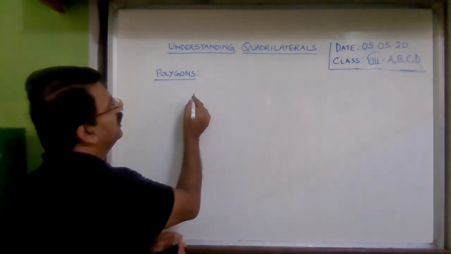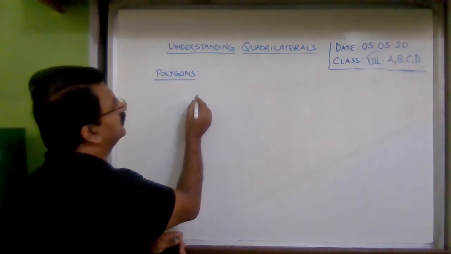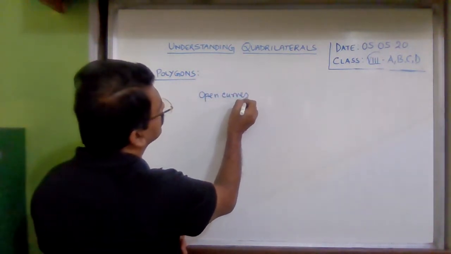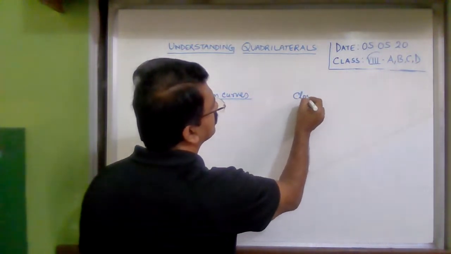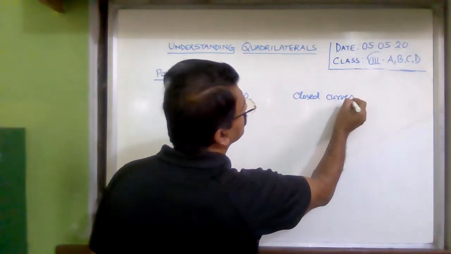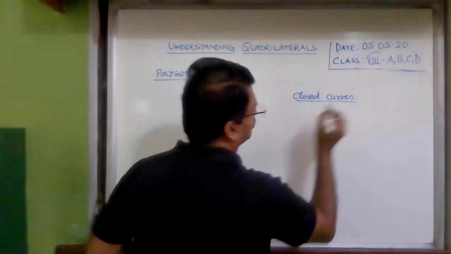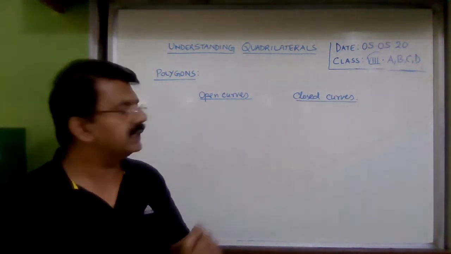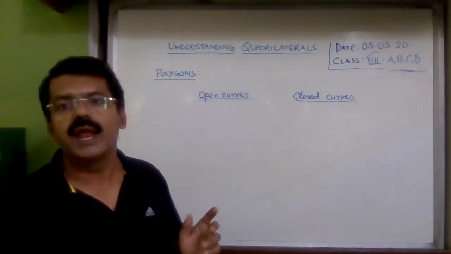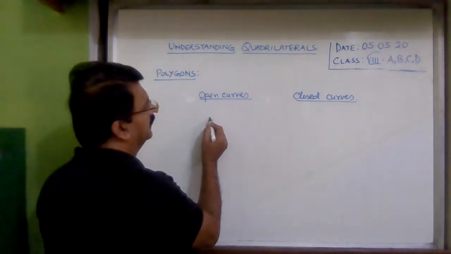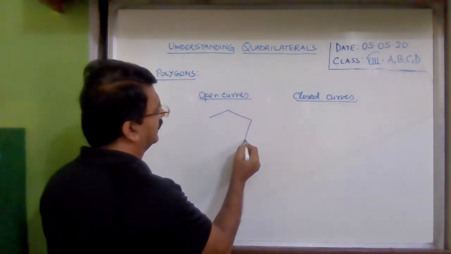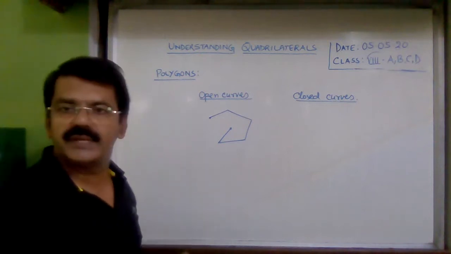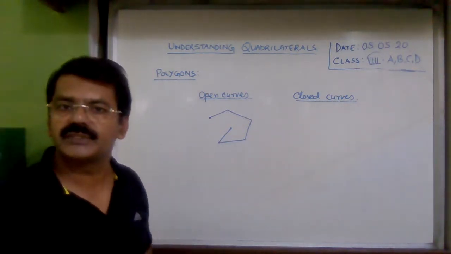Now, first of all, we have to understand what are open curves and closed curves. Open curves are those curves in which the starting point and the end point are different. Like if I start from here, make these lines and this is the finishing point, then this is an open curve because the starting point and the finishing point are different.